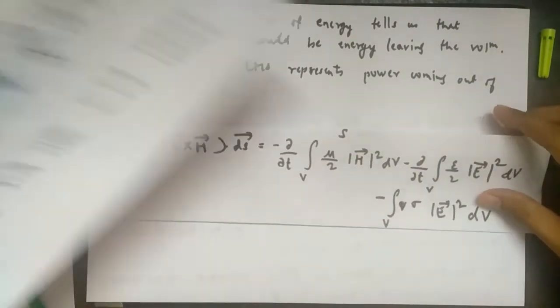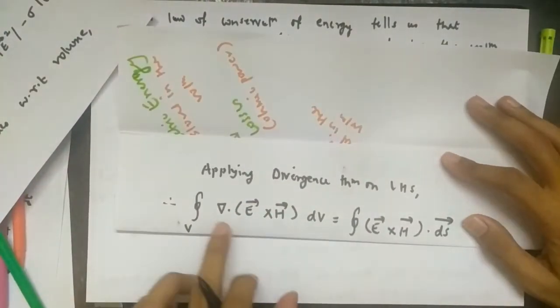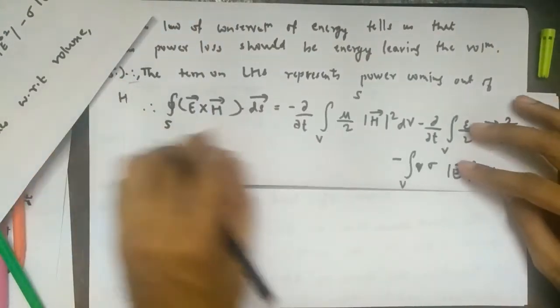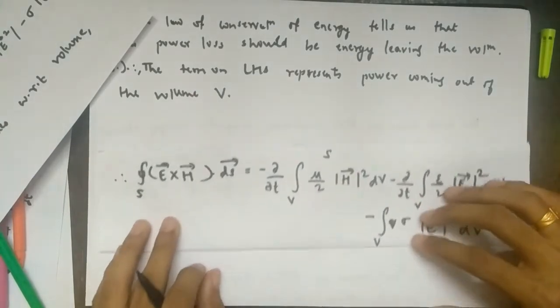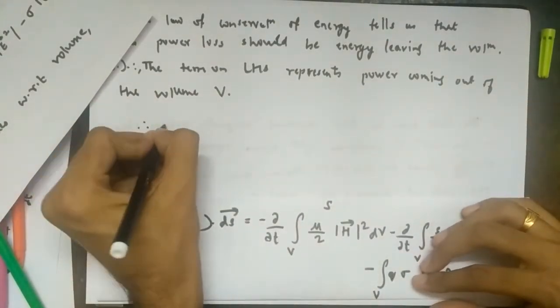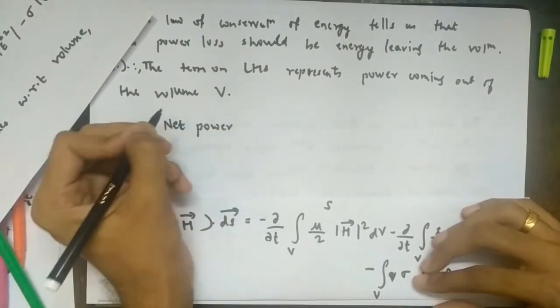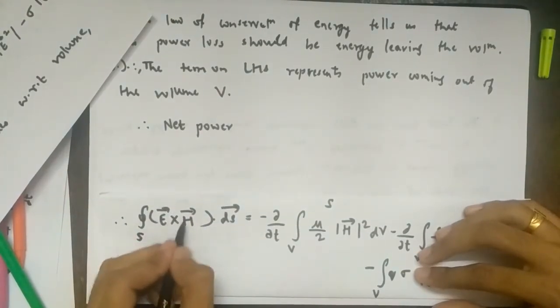Which term? Now I've written the surface integral. It was what actually? A volume integral. So this represents power coming out of the volume, right? But if I convert it to a surface integral, it is E vector cross H vector, right? So what is the power then? Therefore, the net is power coming out of the volume. So for the surface, it indicates power coming out of the surface.